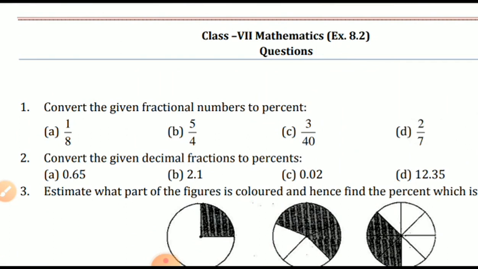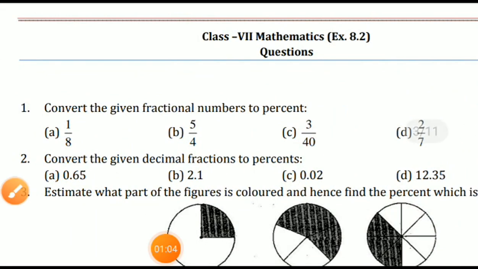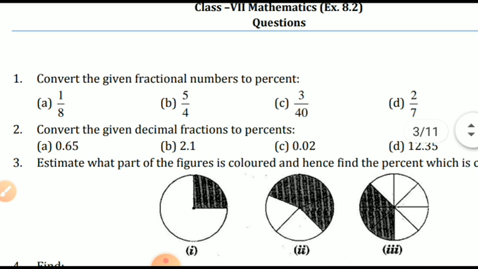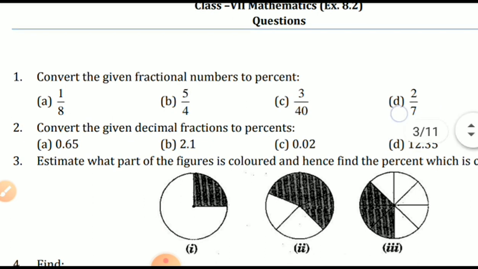There are 10 questions. Just look at the first one. Convert the given fractional numbers to percentage. The first ones are 1 upon 8, 5 upon 4, 3 upon 40 and 2 upon 7. Here they ask us for a percentage. The second question is to convert the given decimal fractions into percents. The next question is like this: estimate what part of the figure is colored and hence find the percentage which is colored.